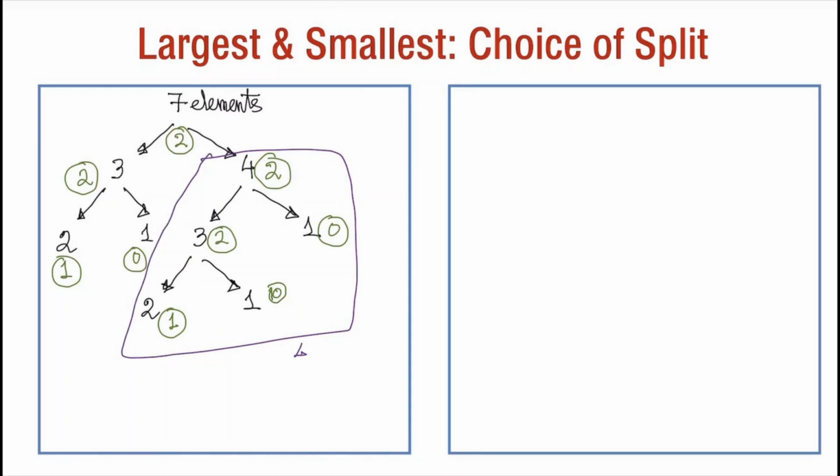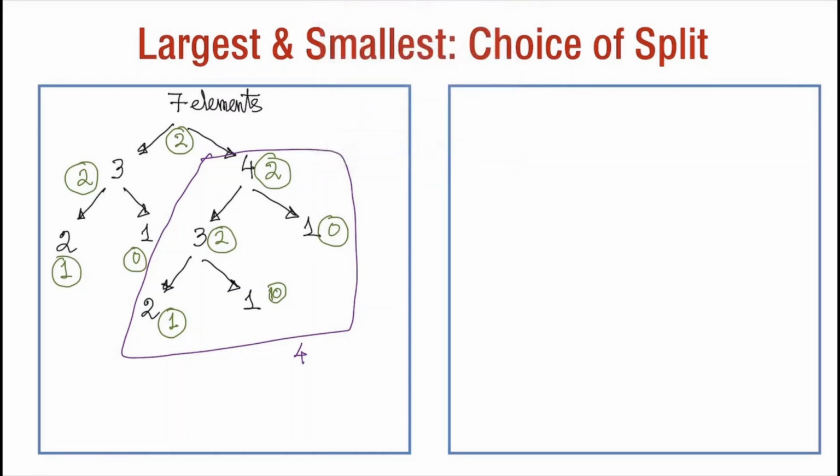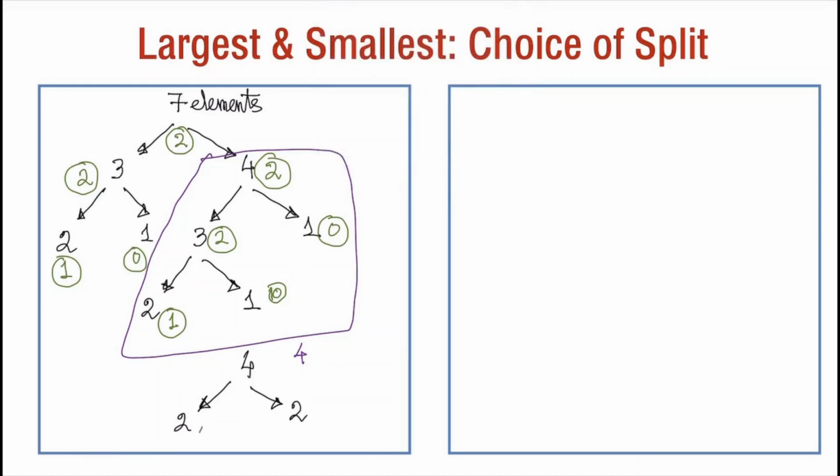were split up differently, if these 4 elements were split up as 2 and 2, then we would see that we will require 1 comparison here, 1 comparison here, and 2 comparisons here, leading for this block to be done in 4 comparisons instead of the 5 comparisons here. So there is an optimal choice of split.